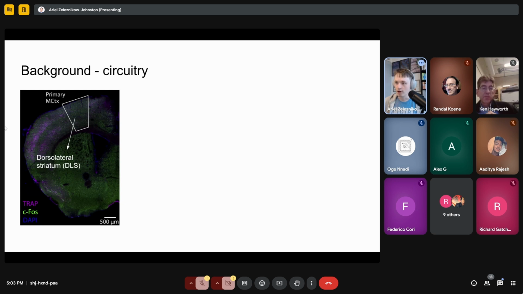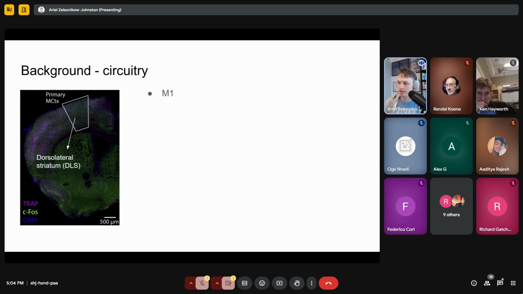All right, so yeah. We're going to be primarily spending our time in the primary motor cortex, which you can see there in this white little box, and its projections to the dorsolateral striatum, or DLS, and specifically the spiny neurons that are in that region.